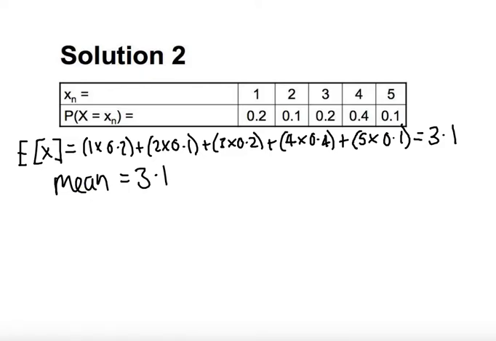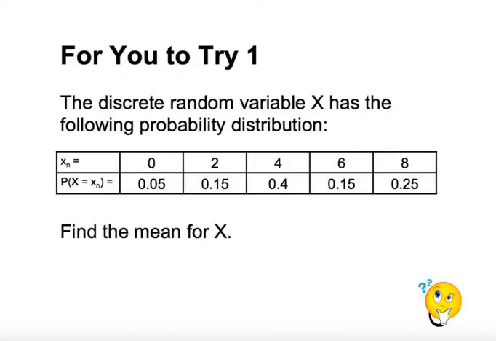Okay, well I hope that made sense. Here's one for you to try. So we have the discrete random variable x has the following probability distribution. Now I want you to find the mean for x. So at this point, I'd like you to pause the video until you finish the question, at which point resume and we'll cover the solution.